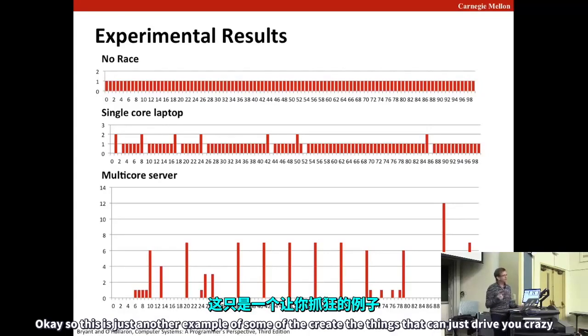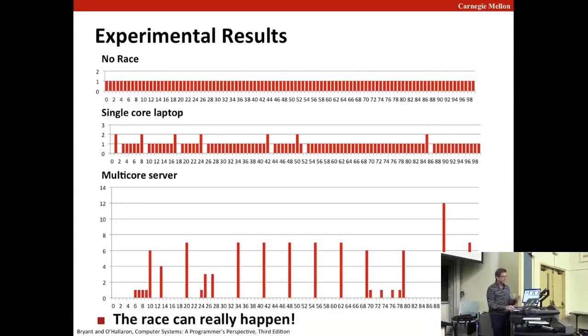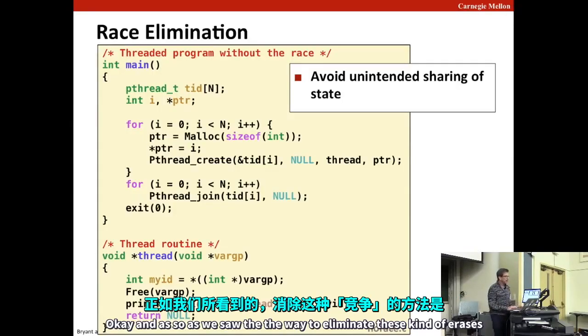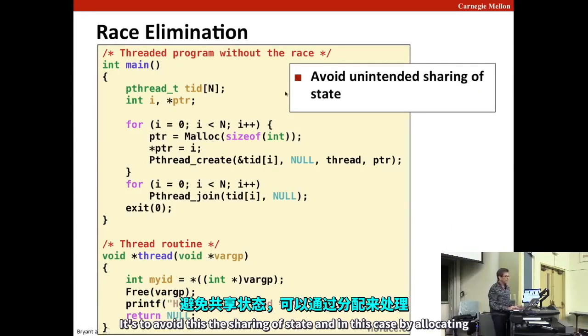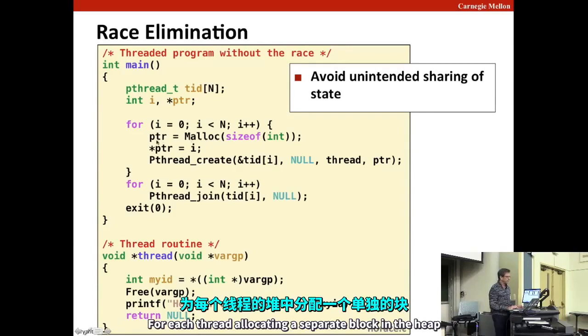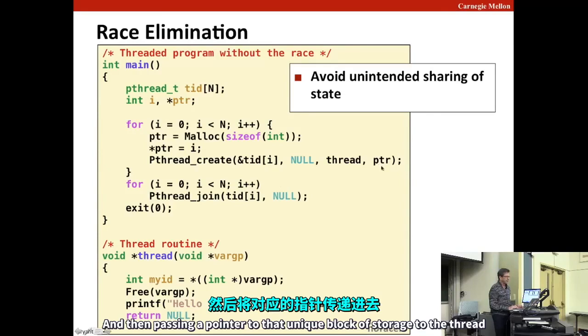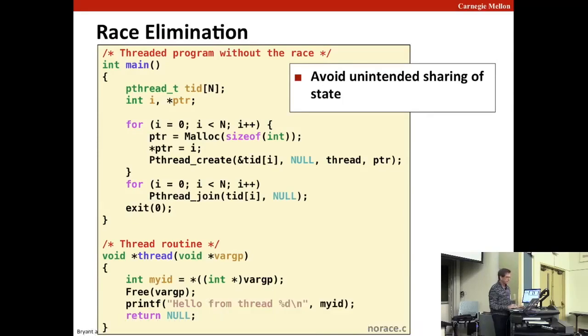Okay, so this is just another example of some of the things that can drive you crazy if you're not careful when you program with threads. And so as we saw, the way to eliminate these kinds of races is to avoid the sharing of state, and in this case by allocating, for each thread, a separate block in the heap that'll hold the local ID for that thread, and then passing a pointer to that unique block of storage to the thread.